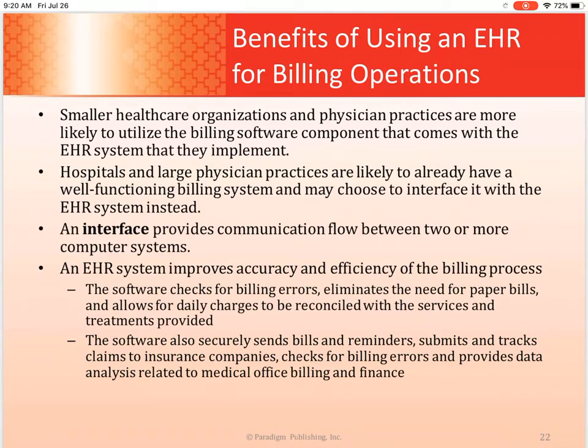Now, let's talk about the improved accuracy and the improved efficiency. The implementation of an EHR system allows for better accuracy in healthcare claims. The software can check for billing errors as well as speed up the billing process. Faster bills typically improve cash flow for a healthcare facility. Using the EHR system for billing purposes may also eliminate having to chase down papers at the end of the business day. The system allows for daily charges to be reconciled and for staff to more easily determine what services and treatments were provided. Now, the improved efficiency.